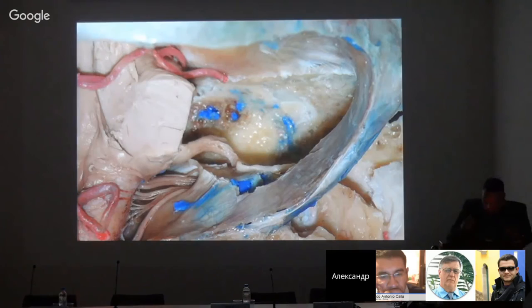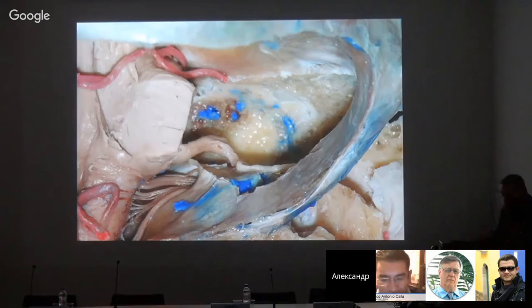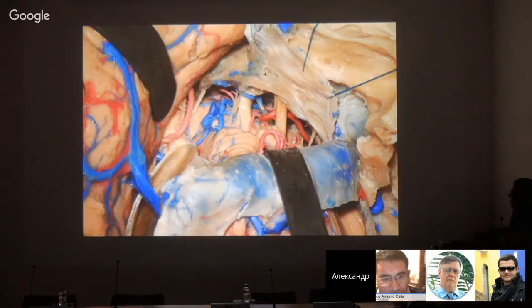And if you look at the first image, the hole is really small. So what makes the approach usable? When you cut the tentorial dura, and you connect it with a temporal craniotomy. When you combine the mastoidectomy with the subtemporal view, you have this view of the clivus. That's what you see. To finish, this is the basic anatomy to understand the presigmoid approach.